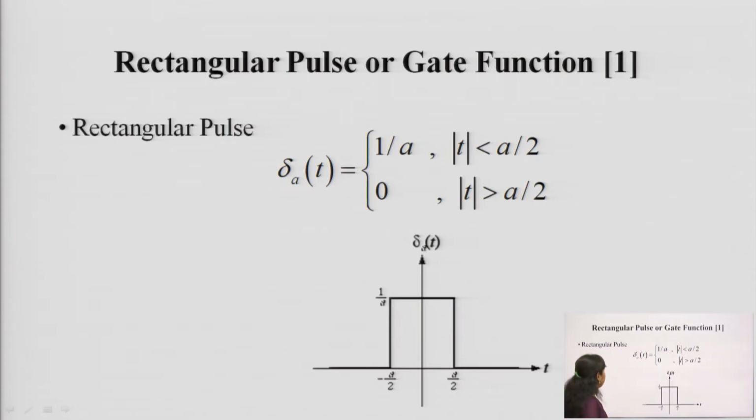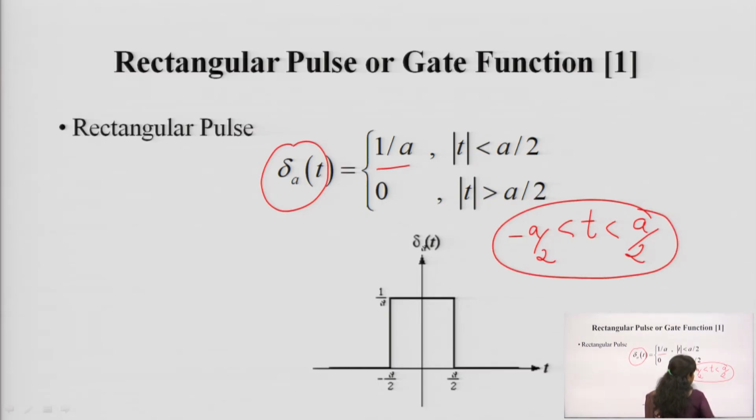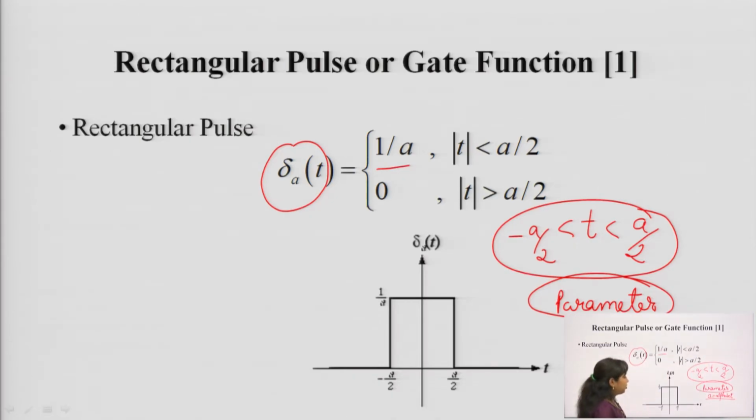Now, next is the rectangular pulse or gate function. This is a rectangular pulse denoted by delta a t, which is equal to 1 upon a, for mod t less than a by 2, which means that t is from minus a by 2 to plus a by 2. Here a is a parameter, which extends from minus a by 2 to plus a by 2. Next is 0 for mod t greater than a by 2. So, that is the property of delta a t.